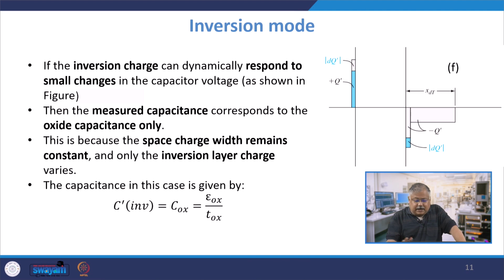In the inversion layer charge, again as I discussed with you, this is your metal side, this is your oxide layer, and on the semiconductor side you have this inversion layer here, followed by a depletion layer.